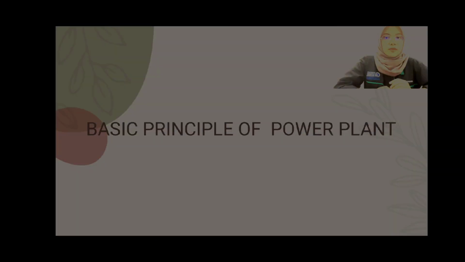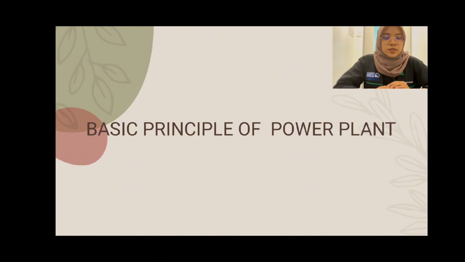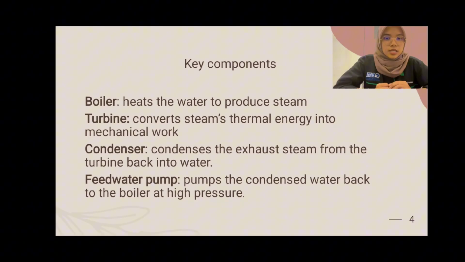So in power plant we have four important components, which is boiler, turbine, condenser, and feed water pump. The function of boiler is to heat the water to produce steam. Then turbine will convert steam's thermal energy into mechanical work. Condenser will condense the exhaust steam from the turbine back into water. Lastly, feed water pump will pump the condensed water back to the boiler at high pressure.